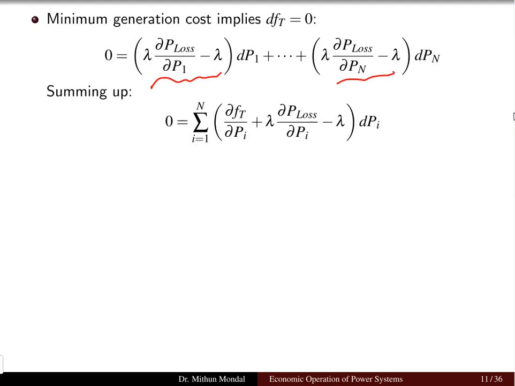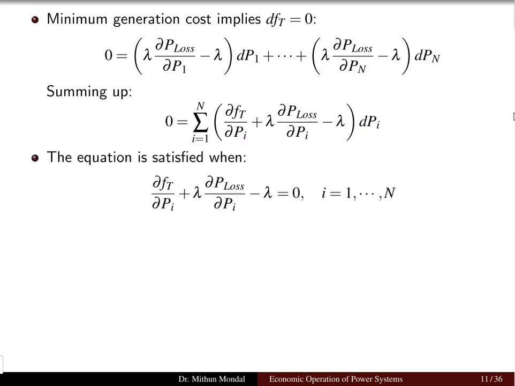So if we sum up this expression, for i equal to 1 to n, the summation of the differentiation of the cost of a particular plant with respect to its power, plus lambda times the differentiation of the power loss with respect to the plant power, minus lambda multiplied with dPi, will be equal to 0. So these equations involve the power, cost, the loss and lambda. This is valid for all plants.